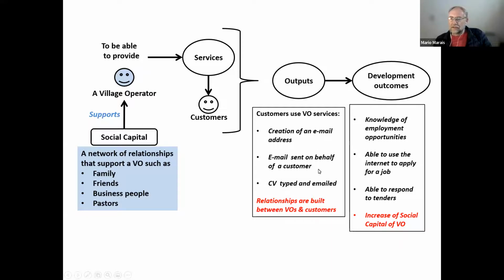You've got this kind of microservice which helps people to the last inch. You're solving the last inch problem by having somebody do it for you. The development outcomes are knowledge of employment opportunities. They're always going to look for what employment opportunities or tenders are. They are able to use the internet to apply for a job where people aren't able to do it. They can now do it via the VO, and respond to tenders, as I said. And the social capital of the VO increases because your clients trust you because you're an intimate part of their lives and their businesses.